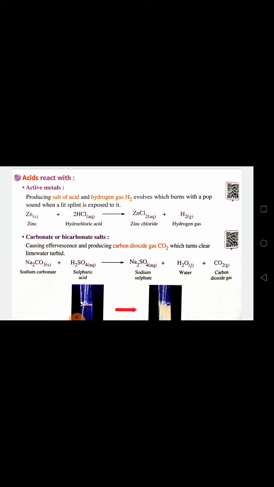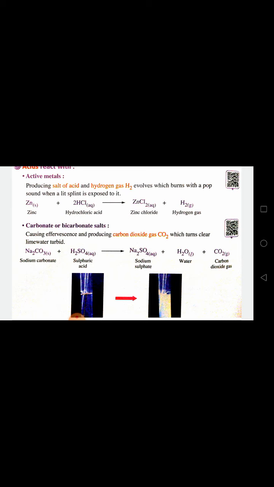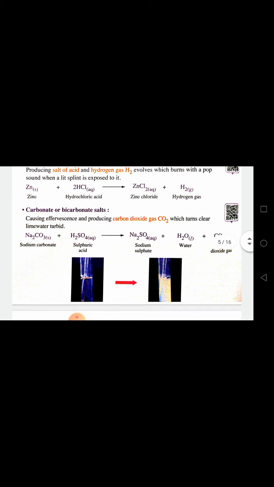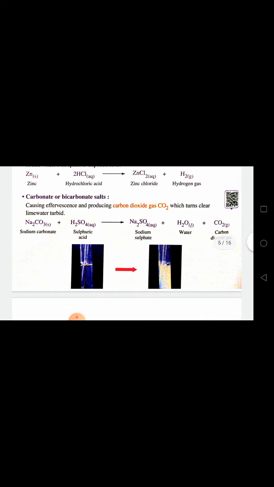Acids, when they react with carbonates and bicarbonates, also produce a gas called carbon dioxide, causing effervescence and turbidity in clear lime water. Like in this picture, clear lime water, when carbon dioxide is passed through it, changes to a milky turbid mixture.